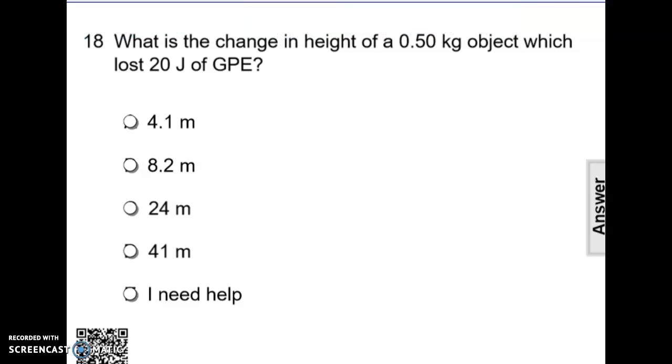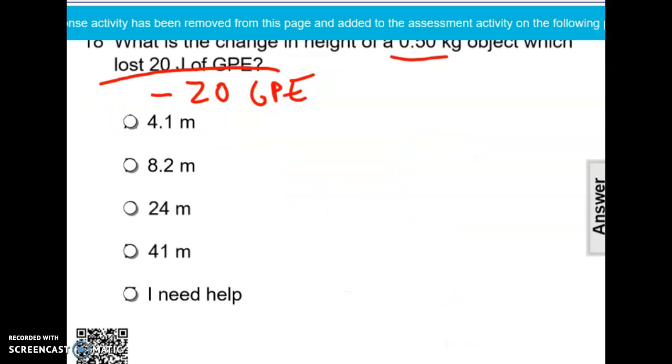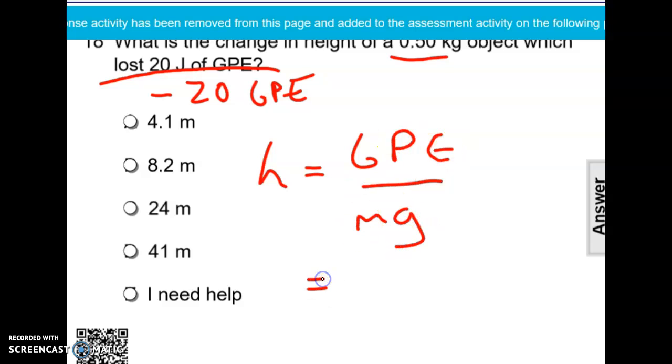So we want to look at the change in height, and we have a mass, and it's going to lose 20. So negative 20 is going to be the GPE because it's losing. So we want to know what the change in height is. The change in height will be equal to the change in GPE over mg, which is equal to negative 20 over 0.5 times 9.8.